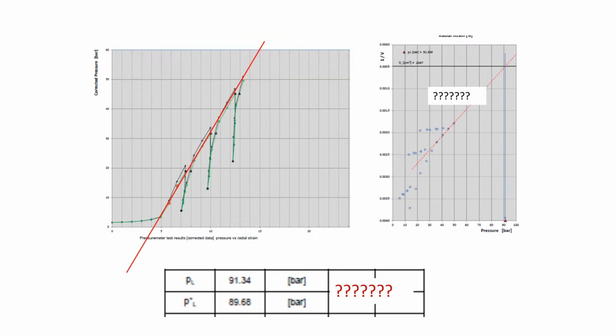So just taking another example. In this second example, guys, your curve didn't even start bending. That means you don't have this part. You are not sure, maybe your linear elastic zone could continue this way. And that means your limit pressure is not reliable at all.